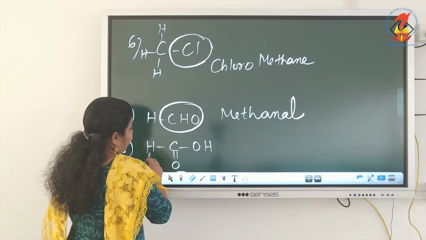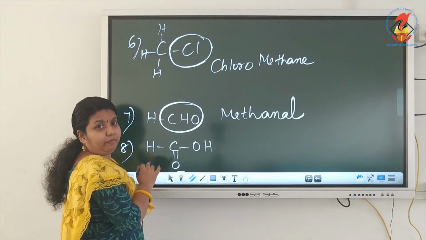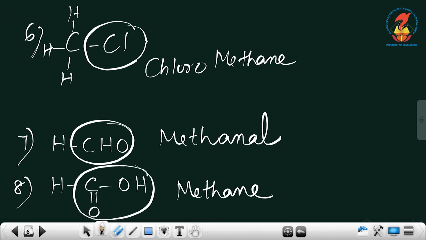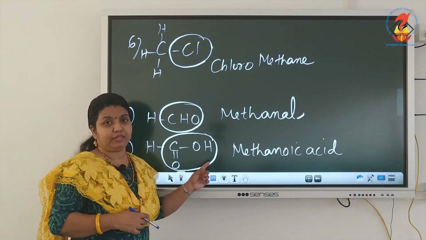Again a compound with only one carbon atom, so write it as methane. Bonds are single bonds, only one carbon, so it is a compound of methane. What is the functional group here? COOH, carboxylic acid. So delete the final E and make it methanoic acid. This compound is methanoic acid.